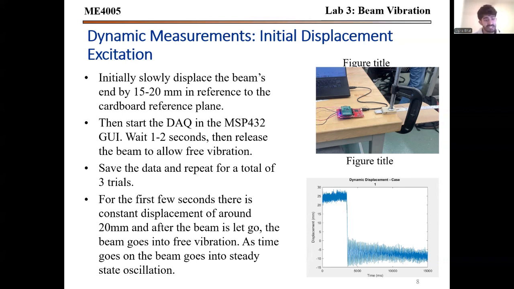For the first few seconds, there is constant displacement of around 20 millimeters, and after the beam is let go, the beam goes into free vibration. As the time goes on, the beam goes into steady state oscillation.